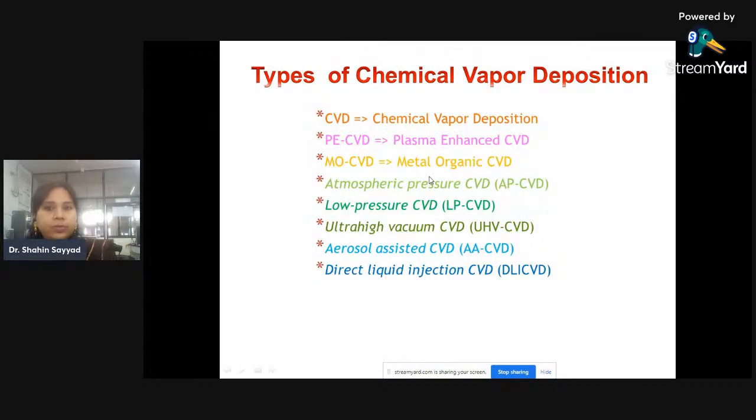There are various types of chemical vapor deposition methods. We can use plasma CVD, metal organic CVD, atmospheric pressure, low pressure, ultra high vacuum CVD, aerosol, direct liquid injection. So the basic mechanism of all these methods is the same. What is the difference? The difference is the temperature and their layout, and which particular thing we are using for the heat source, depending on that.